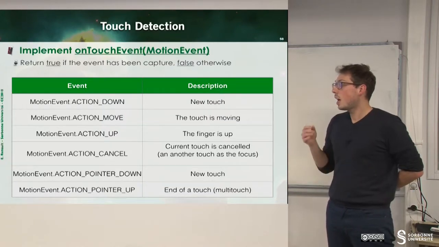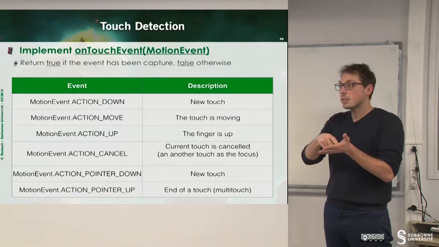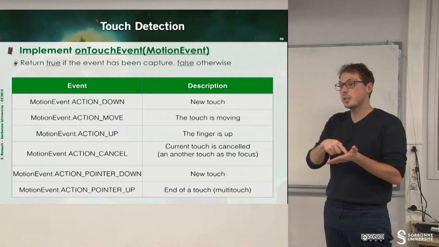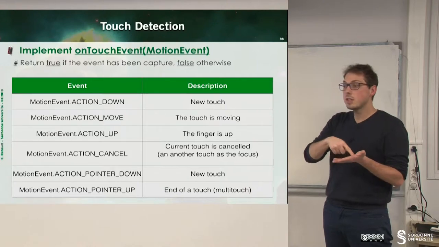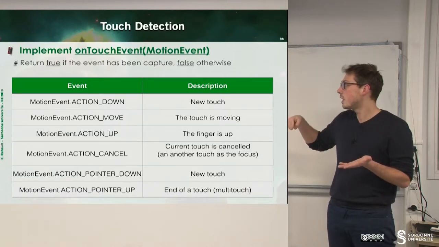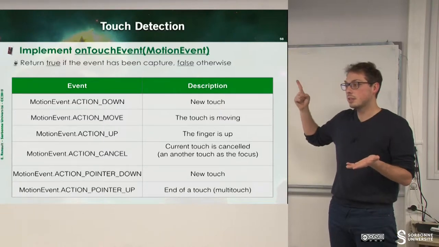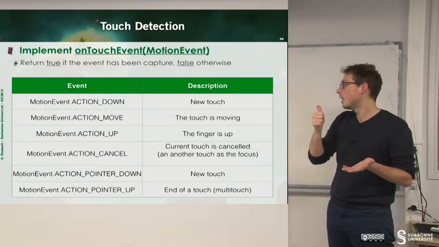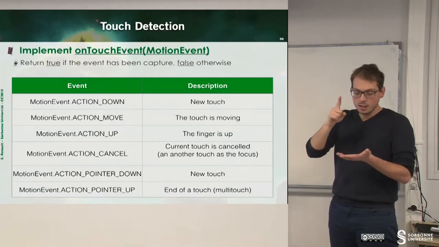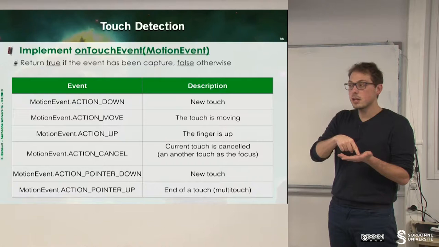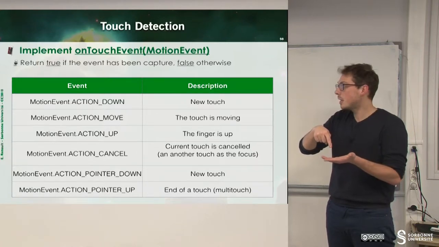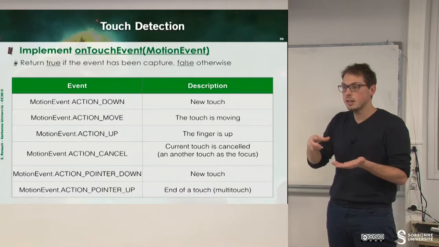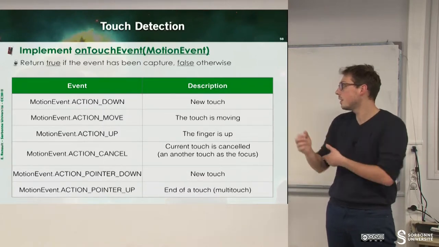First of all, action down means I put my finger on the screen. Okay? So there is a finger down on the screen. Then the finger can move on the screen. Then the finger can be up on the screen. This is one touch. And suppose that when my finger is moving on the screen, I receive a call; my touch will be cancelled. So this is touch cancel, action cancel.